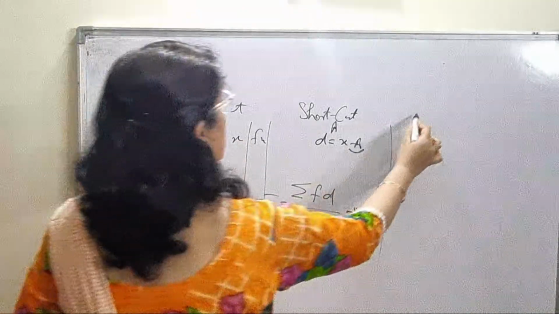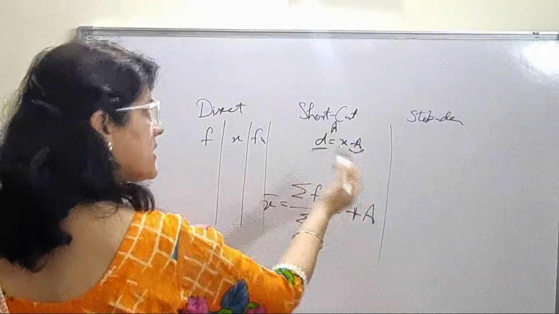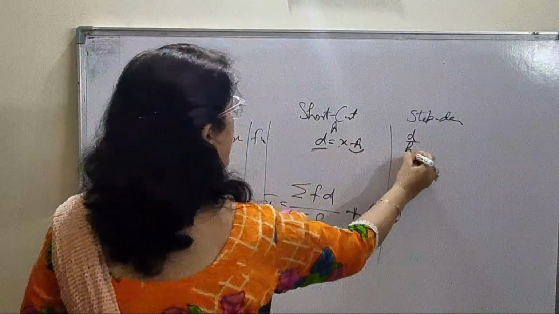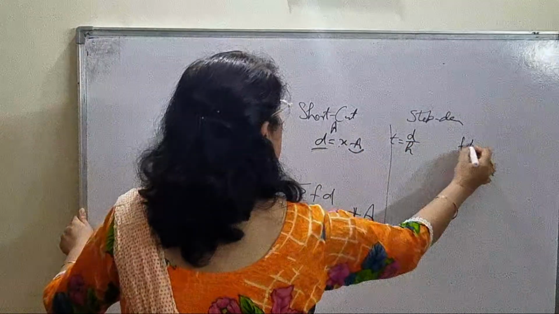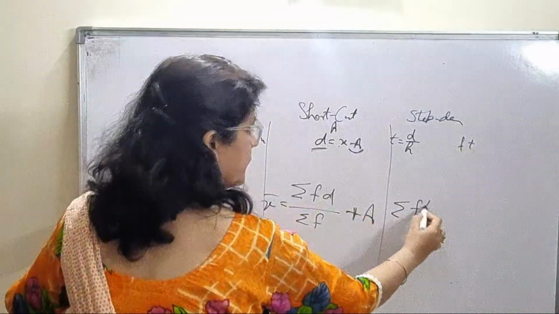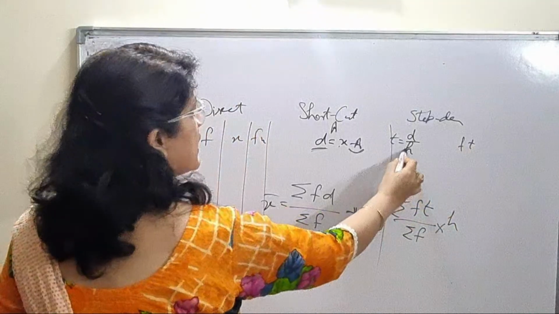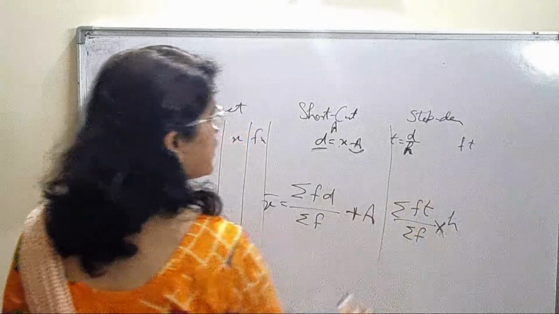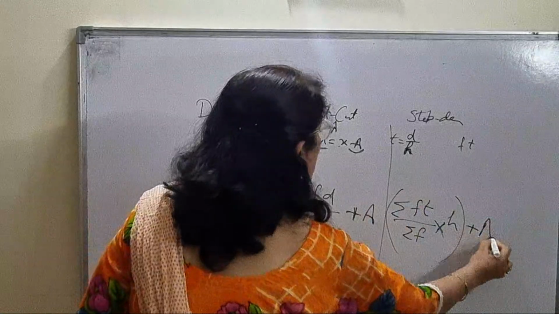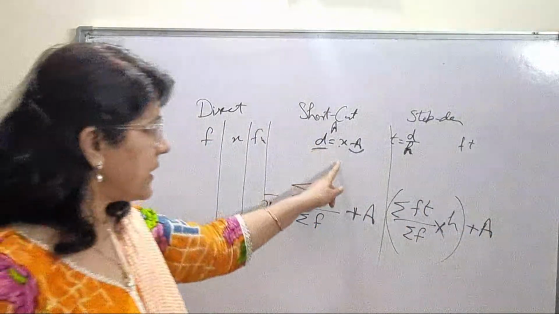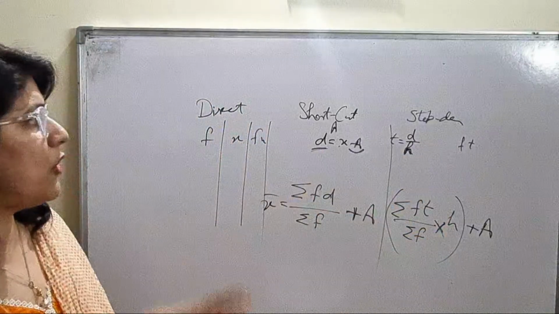Coming to the step deviation method: d, that is x minus a, you have already done. Now divide this d by h, which is the class interval. Then you will get t. Now calculate ft. The formula will be sigma ft divided by sigma f, multiplied by h. Whatever you divided by, h, don't forget to multiply by the same h here. And at the end, you are supposed to add this a. What is subtracted gets added, what is divided gets multiplied. These are the 3 simple methods of calculating the mean.